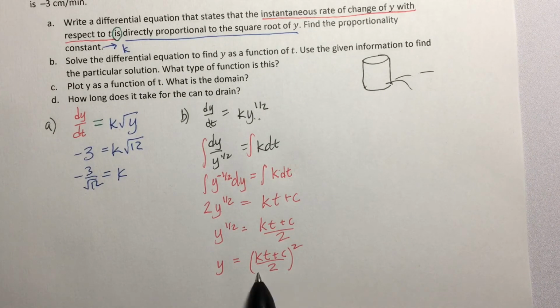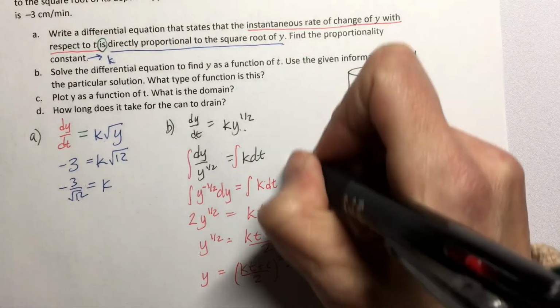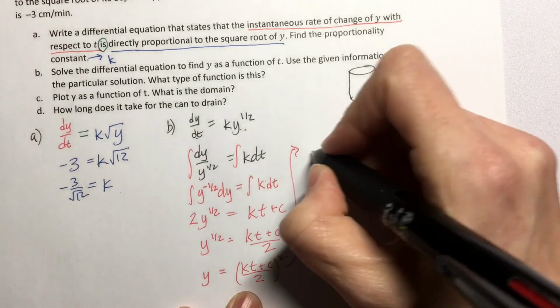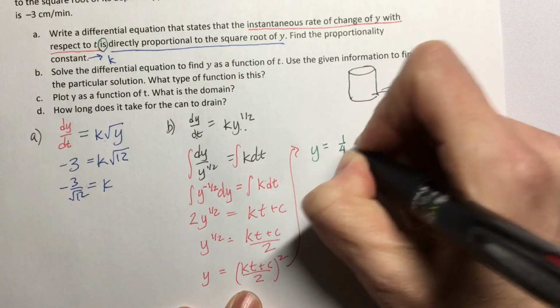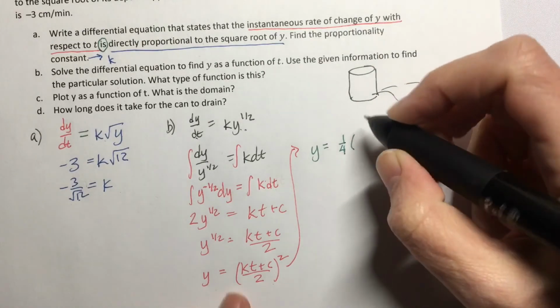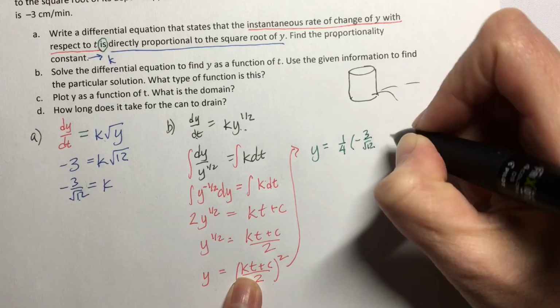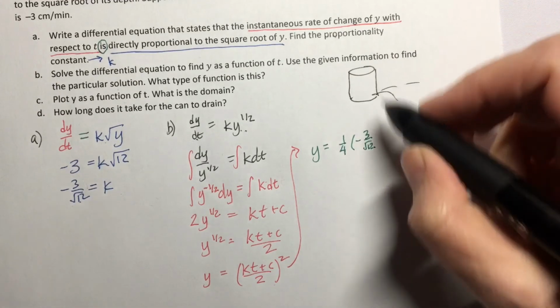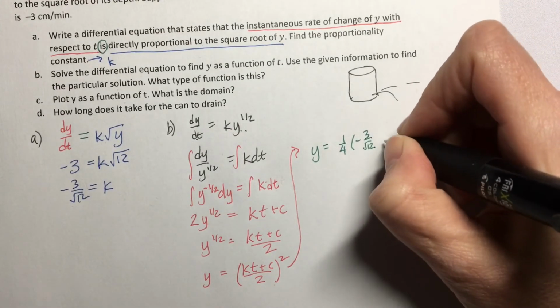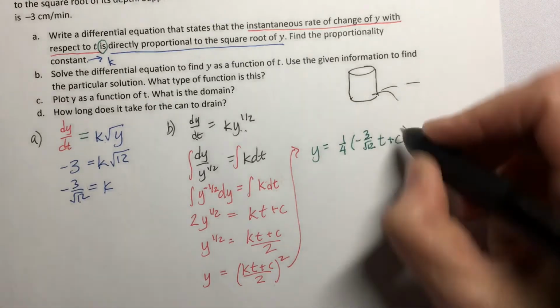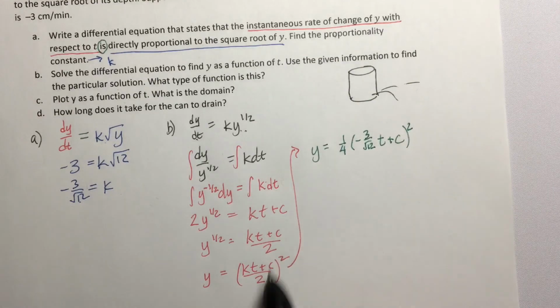For the sake of not quite so many parentheses and such, though, I'm going to come up here and write this as a 1/4. So I have y equals 1/4 and then k, and I'll go ahead and throw my k in. So the -3 over root 12. Man, why couldn't the depth have been 9 or 16 or something? It would have been so much easier. Should have written it better. And then t plus c, squared. So that divide by 2 became the 4th because it got squared.